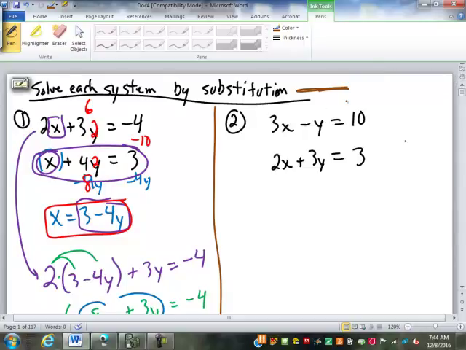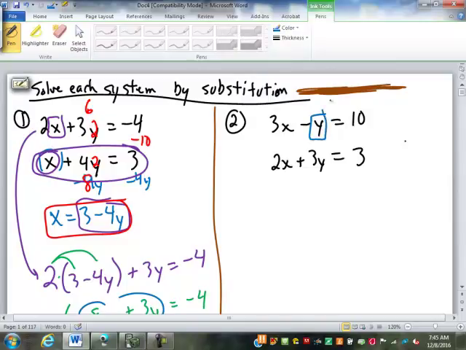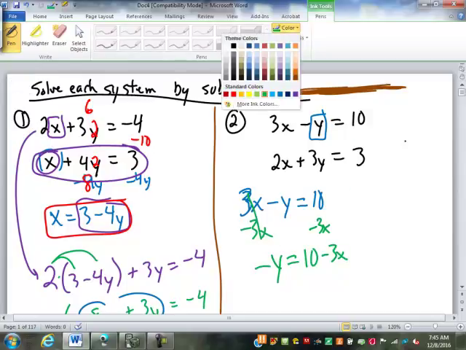Okay, so over here, which equation and which variable are we solving for? One that makes the most sense is probably to solve for y up here. So 3x minus y equals 10. Subtract 3x. Negative y equals 10 minus 3x.